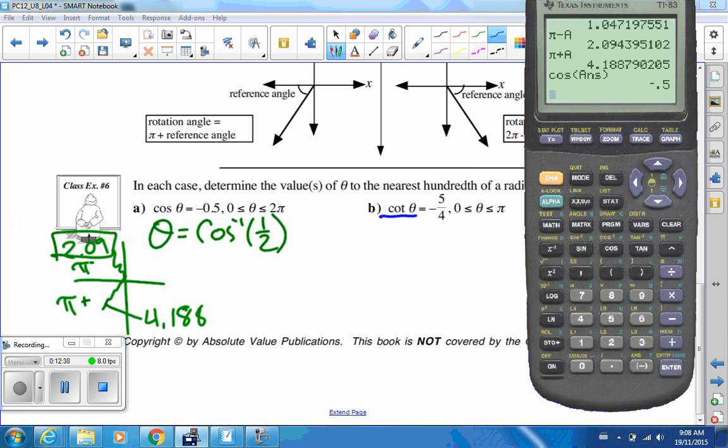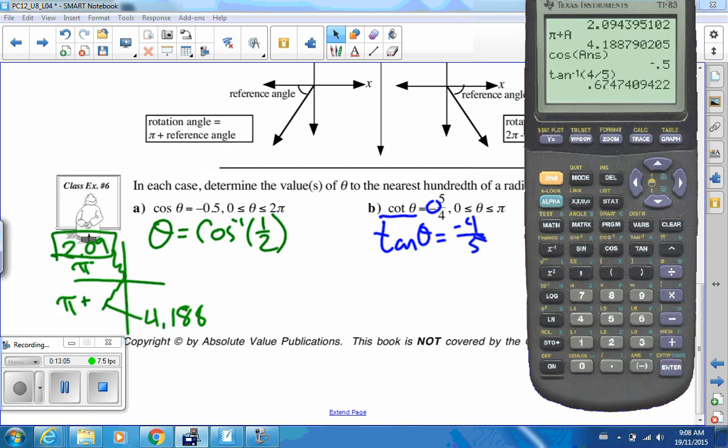Now, here we have cotan. We go, oh, that's silly. We don't want cotan. Tan theta equals negative 4/5. Now, remember, the whole thing is negative, not like the top or the bottom. So it doesn't really matter where I put it. I could have had 4 over negative 5. That's going to be equally valid. And then, so what I'm going to do is just go tan inverse of 4/5.